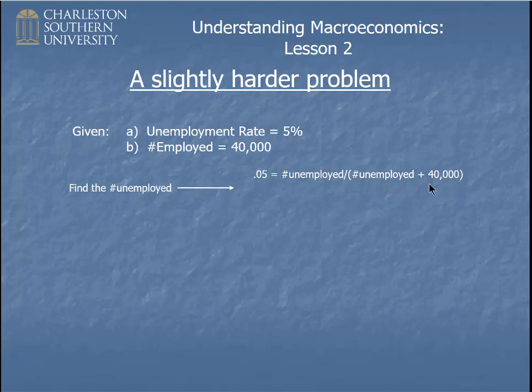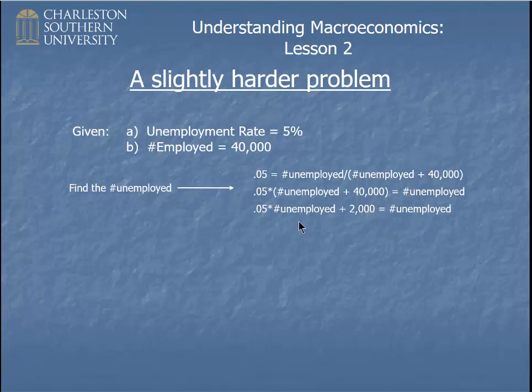That's the labor force. Now in the next step, I'm going to take this denominator here. I'm going to multiply both sides by that denominator, and that will pull it over to the left side. So now I have 0.05 times the number unemployed plus 40,000 equals the number unemployed, which is, see, that's all that's left now on the right-hand side. Now the next thing I'm going to do is distribute this 0.05 inside these parentheses. So when I do that, I'm going to get 0.05 times the number unemployed plus 2,000. This number 2,000 is simply the 40,000 times the 0.05.